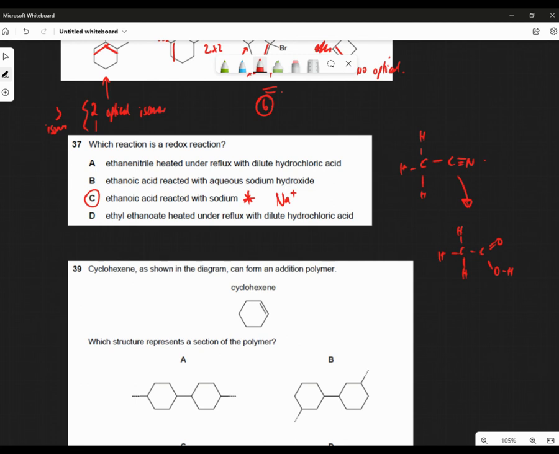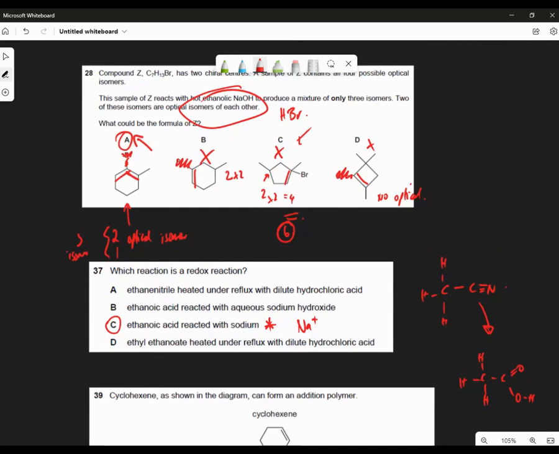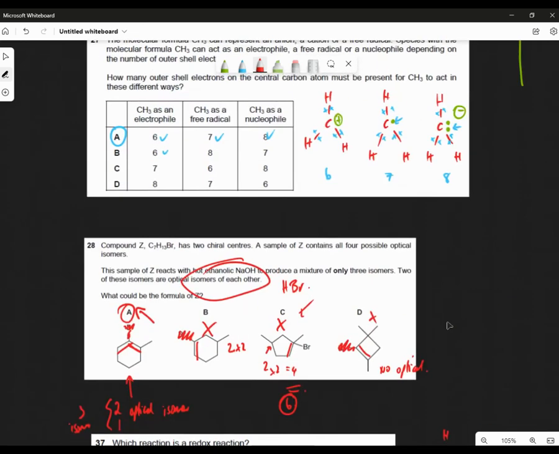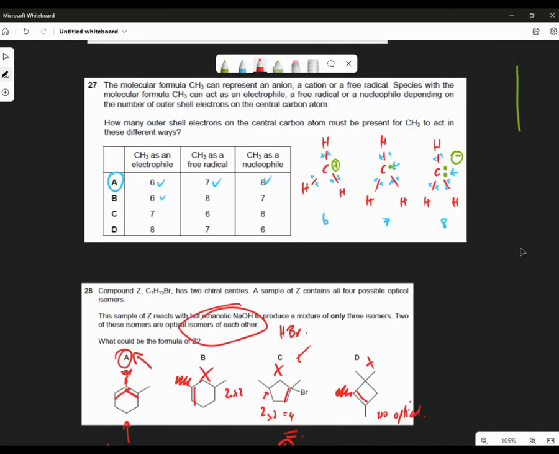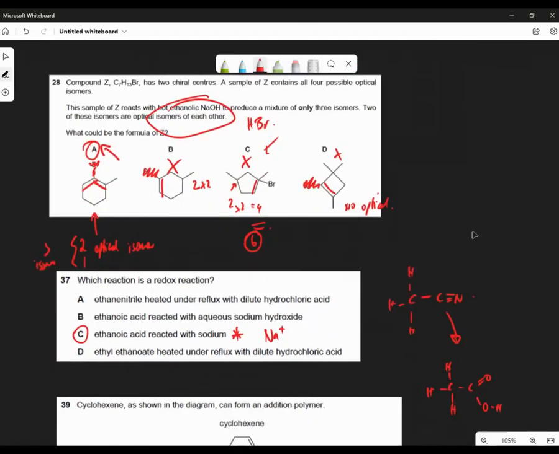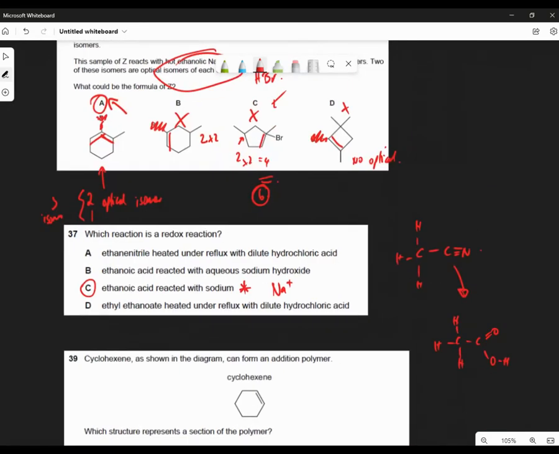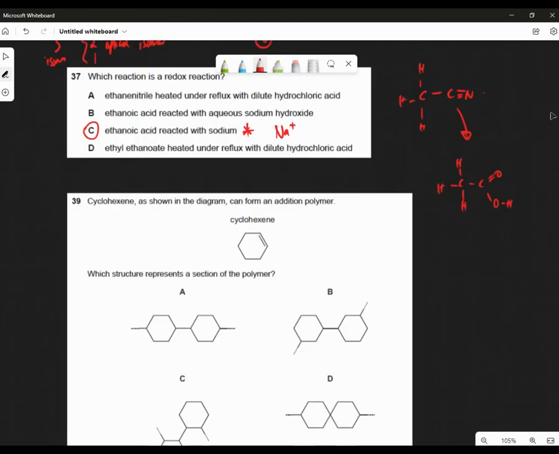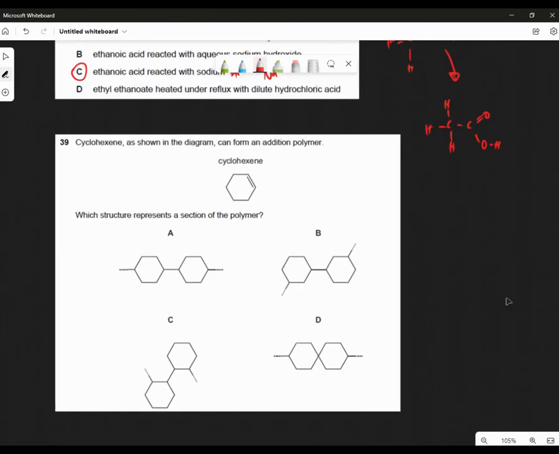Let me check. I've got the answers here. So let me see if I got 28 right. Yeah, 28 is A. 27 is A. Yeah, I got that right. And 26 is C. Yeah. So I reckon 37C. Let's have a check. Yeah, it must be that, mustn't it? Because the sodium loses an electron.